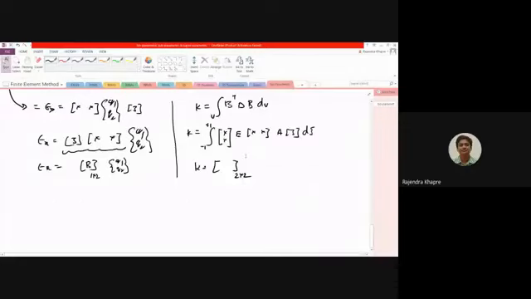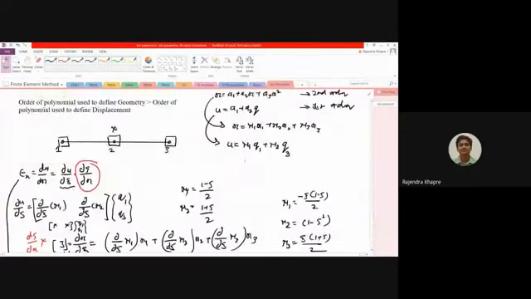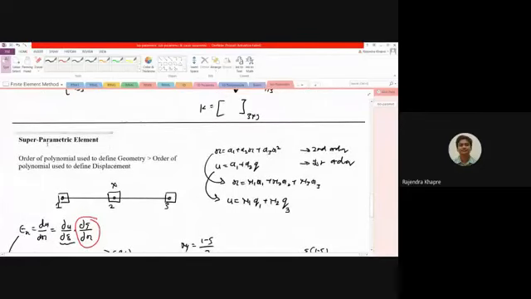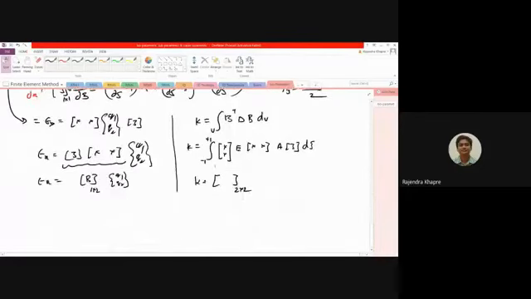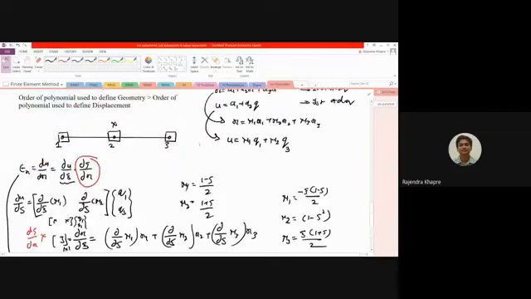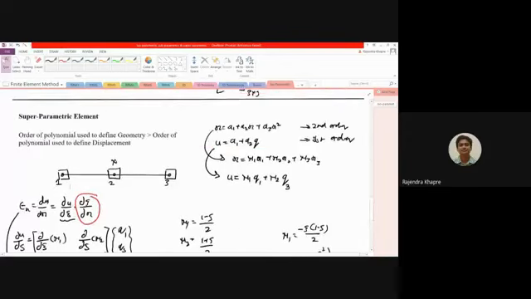Okay, so remember, whenever you are using a super parametric element, you will be getting a stiffness matrix of size 2 by 2, even if you are using 3 nodes, because the order of the polynomial which you have used to define the displacement is only of order 1. So it will be considering only 2 nodes for the displacement. But as far as geometry is concerned, we are using all 3 nodes.